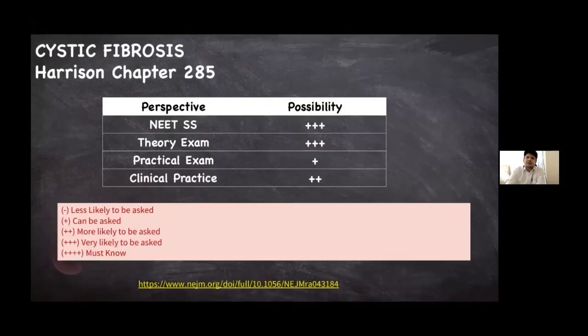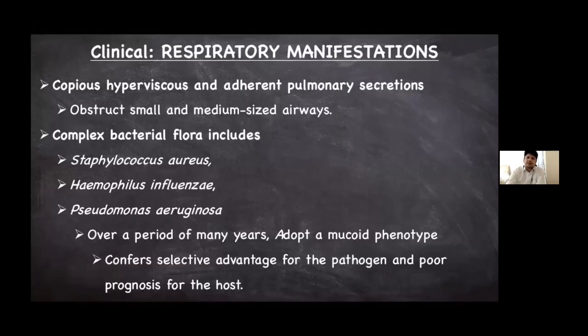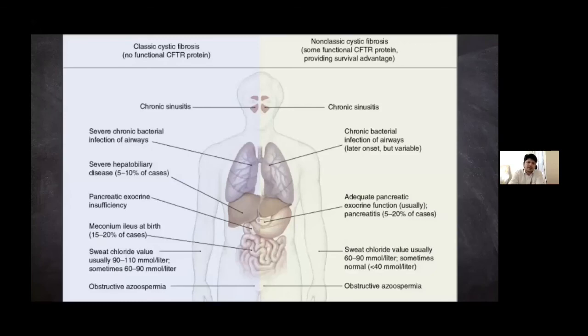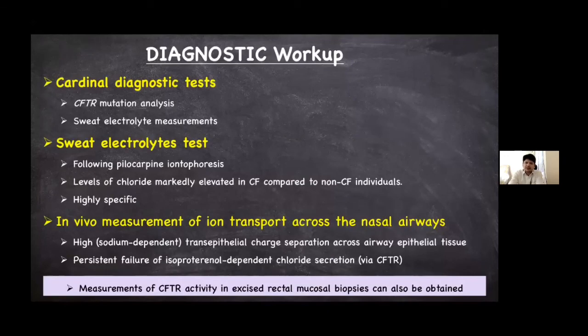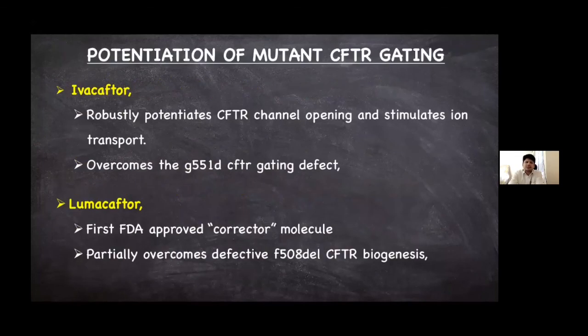Very importantly, a simple pathophysiology image you can explain in your answer when you are starting, followed by clinical features which you can divide into respiratory and non-respiratory. In non-respiratory, it is pancreatic, liver, intestine, and reproductive. Followed by that, the molecular genetic defect, the diagnostic workup you are supposed to do, your management plan, and the new drugs, ivacaftor and lumacaftor. So this finishes our short note on cystic fibrosis. Okay.